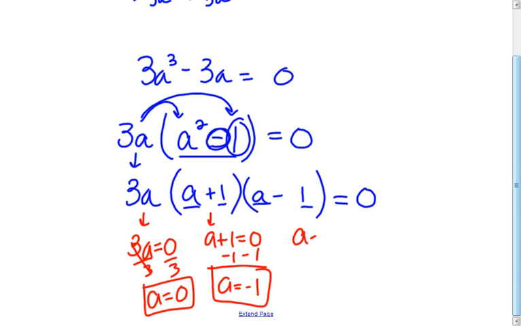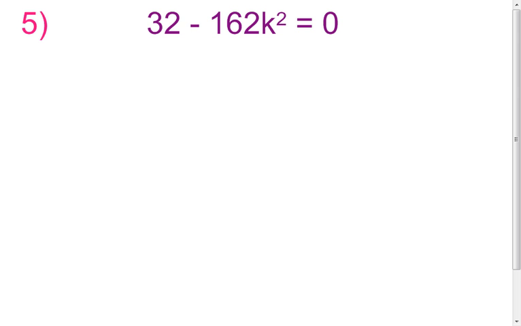And this parentheses, a minus 1 equals 0, add 1 to both sides. And you'll get a equals 1. All right, this one already is set equal to 0, so the first step is done. It is not listed in descending order, but that's okay. We're going to leave it as it is. You'll see why in a minute.